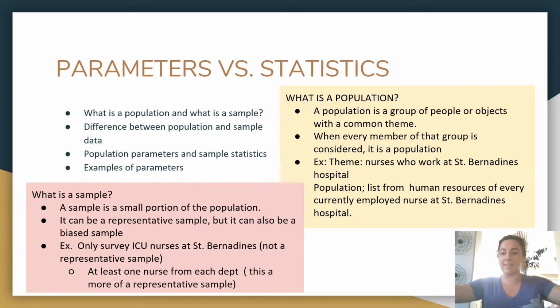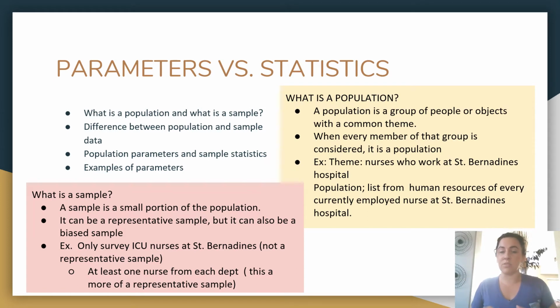The theme is what has to define pretty much the parameters, right? And then the population will be all of the individuals who fit within that theme. So if we said nurses who work at St. Bernardine's, then we can only be looking at the population of nurses who work at St. Bernardine's. If we said we're going to study the nurses who work in the ER department at St. Bernardine's, then we can only be looking at the population of nurses that work in the ER department at St. Bernardine's. That is the population that we're looking at.